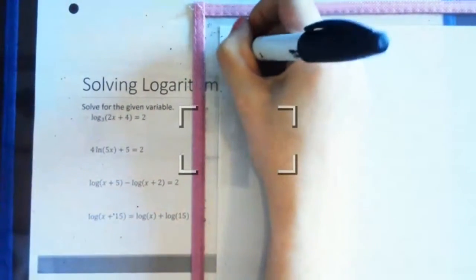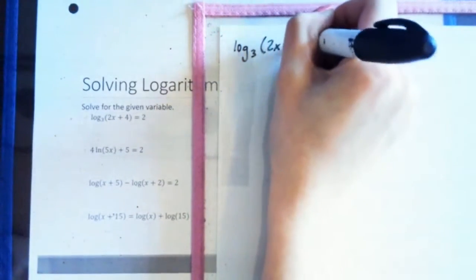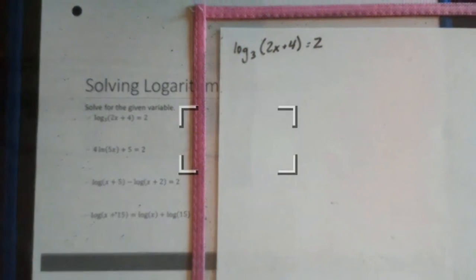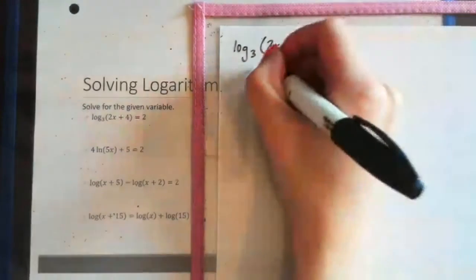So first up, we have log base 3 of 2x plus 4 is equal to 2. If you are ever totally lost and you just don't know what to do with a problem in this section or this chapter, try switching forms. So right now we're in logarithmic form. Let's try putting it in exponential form.